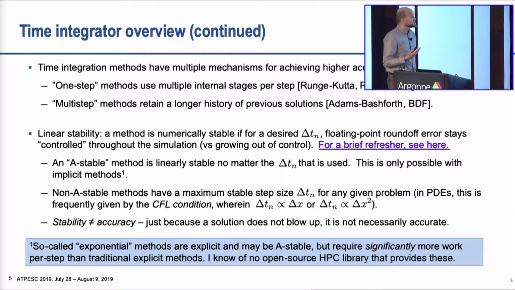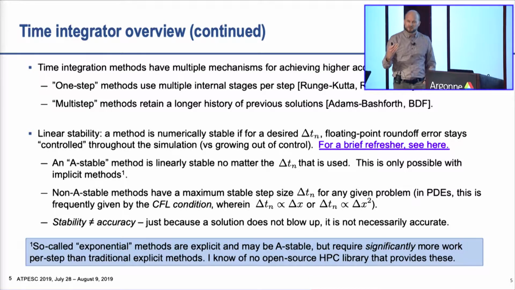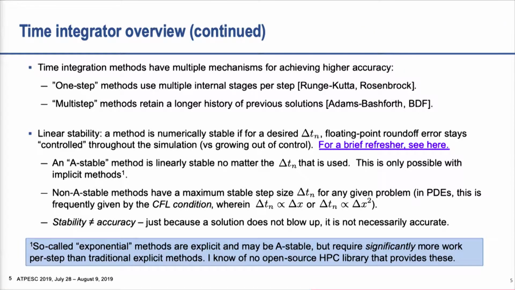So time integration methods that aren't forward and backward Euler can achieve high order accuracy in a number of ways. The 2 basic classes, so there's many more, are one-step methods versus multi-step methods. A one-step method is like a Runge-Kutta method or a Rosenbrock method, if you've heard of those names before. The basic premise is you start with your solution at yn, and you do lots of work, potentially, for a very high-order scheme to get yn plus 1.